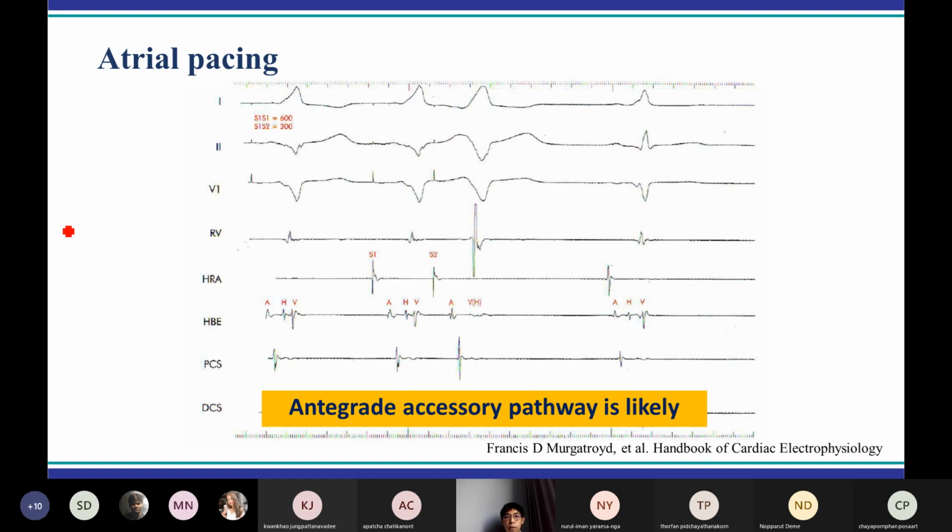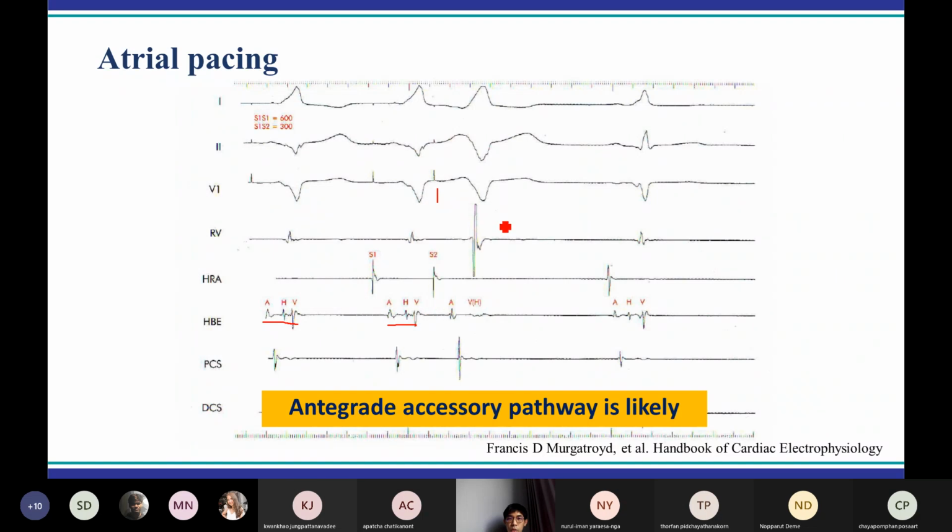Okay, what about this one? This one, you pace the atrium from here. You can see that there is an AH and HV in the His signal. This is the paced beat, the same as the previous beat. And then you pace faster here. You pace the atrium faster to get the AV node into the refractory period.